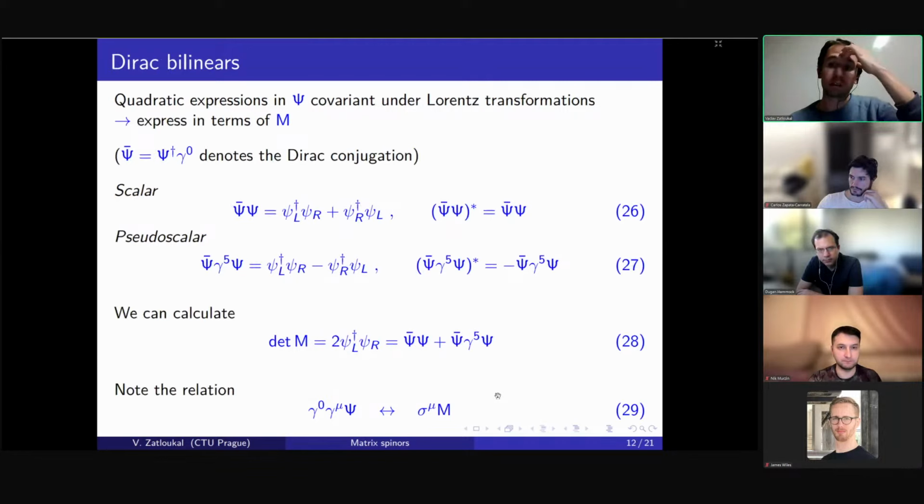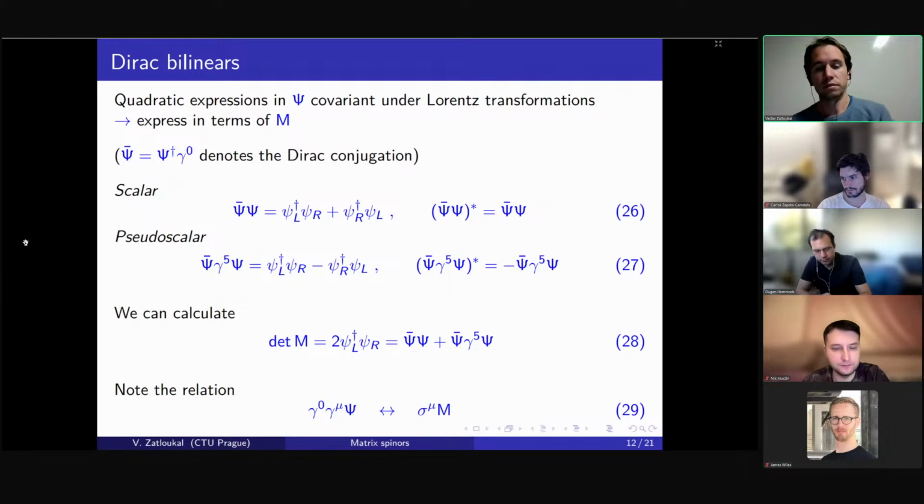Okay, now maybe let's spend a few words about Dirac bilinears. So these are quadratic expressions in psi, which are covariant under Lorentz transformation. So these are basically tensors, the space-time tensors that one can make out of Dirac spinors. They are discussed in detail in the Dirac theory. And let's see how they get expressed in terms of the matrix spinors. So psi bar denotes the Dirac conjugation here, so Hermitian conjugation times gamma 0.